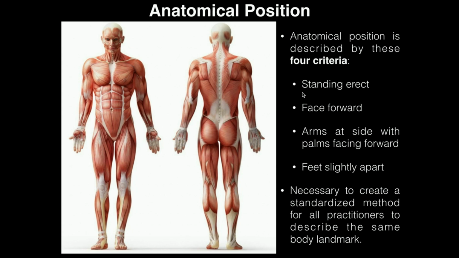First of all, they have to be standing up erect. So first of all, they can't be sitting down. They have to be standing straight up with good posture, as you see here, and they have to be facing forward. They can't be looking one direction, left or the right, up or down, facing forward. You notice here also this person's arms are running by their side with the palms facing forward. If your hands were reversed and palms were facing backwards, that would no longer be anatomical position. So palms must be facing forward.